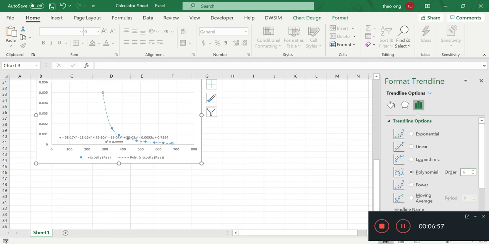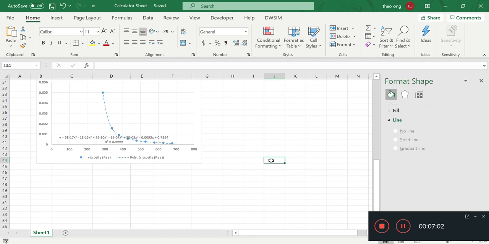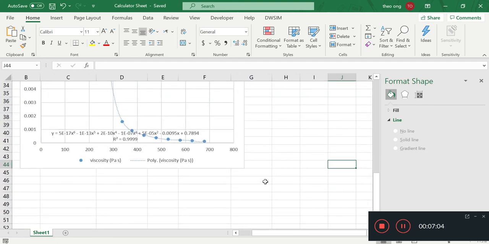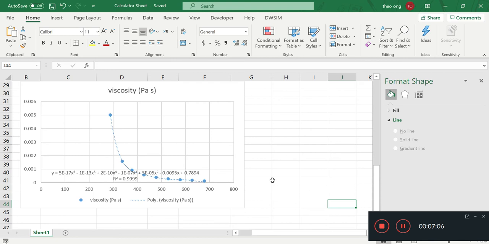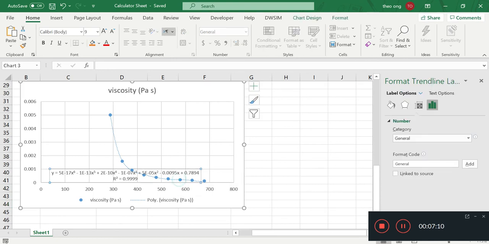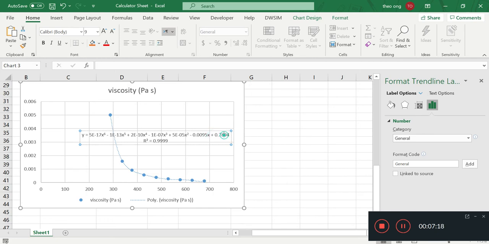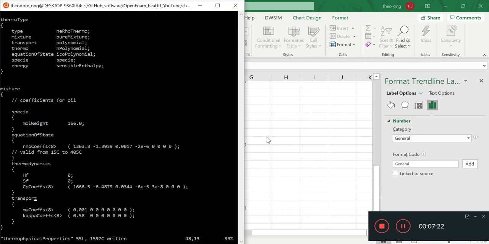Let's try doing a 7th order. Excel doesn't quite do a good 7th order polynomial, but again, this will have to do for now. It's not quite a perfect fit, but it's the best that Excel can offer conveniently. So let's copy and paste these values down. Remember, this is for viscosity, which is mu.